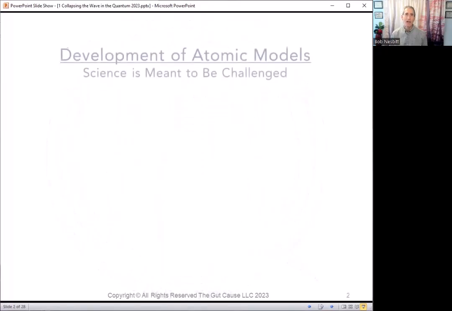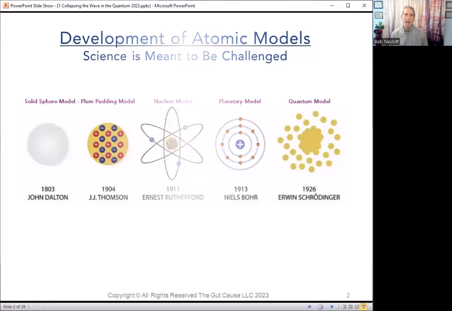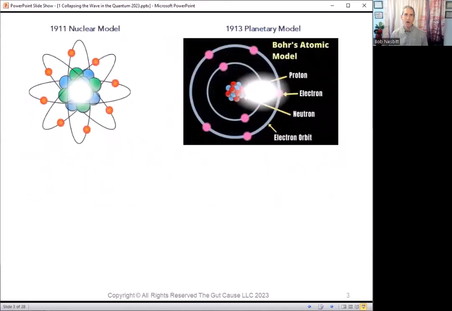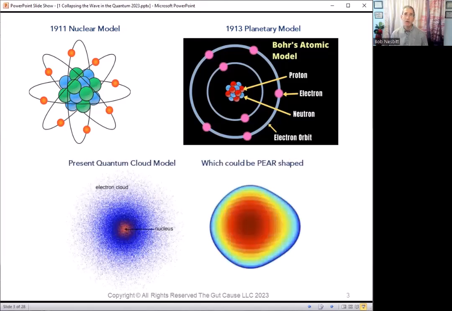If we go back to school and physics, we were taught that the world as we know it, this third-dimensional physical reality, is made up of atoms. And we were taught what atoms are comprised of and how they were structured. It may have been the 1911 nuclear model or the 1913 planetary model. Well, guess what? Today, scientists know that this isn't true. It's not even close to being true. That reality as we know it is far different. And currently we believe it may be more like the quantum cloud model, which could be pear-shaped.